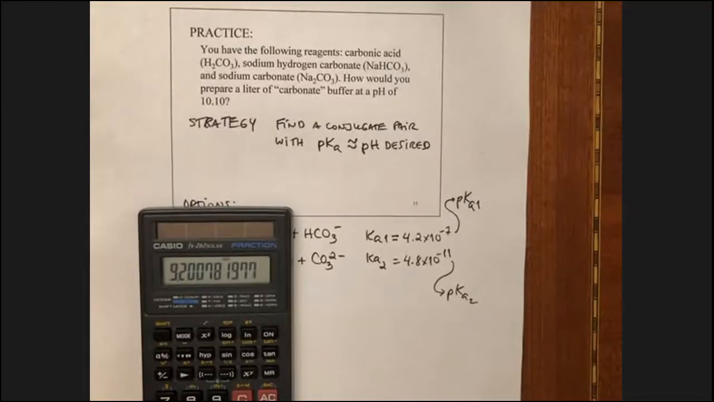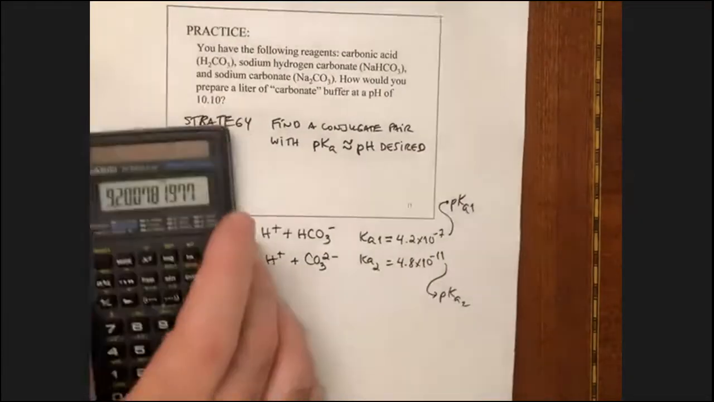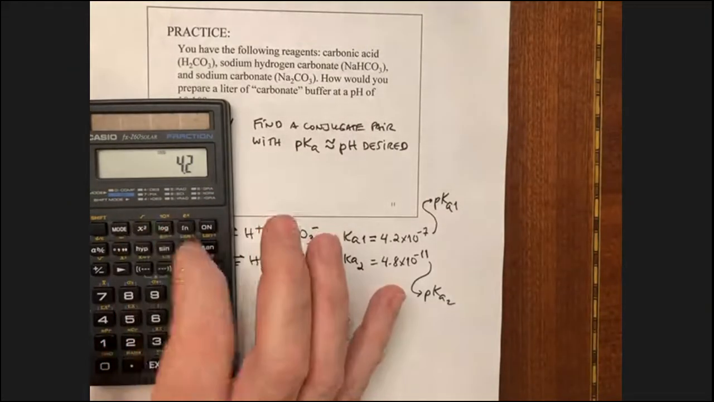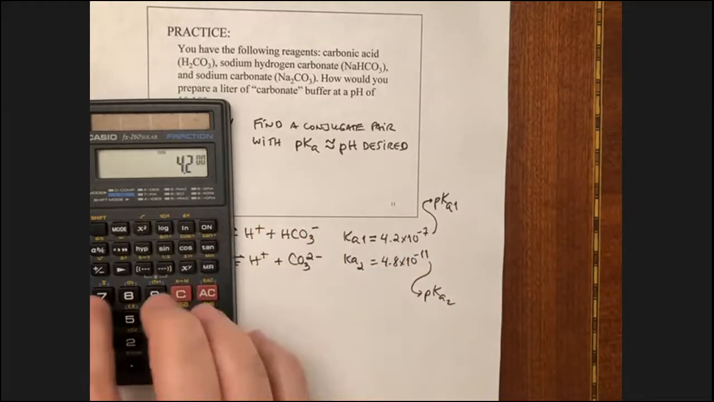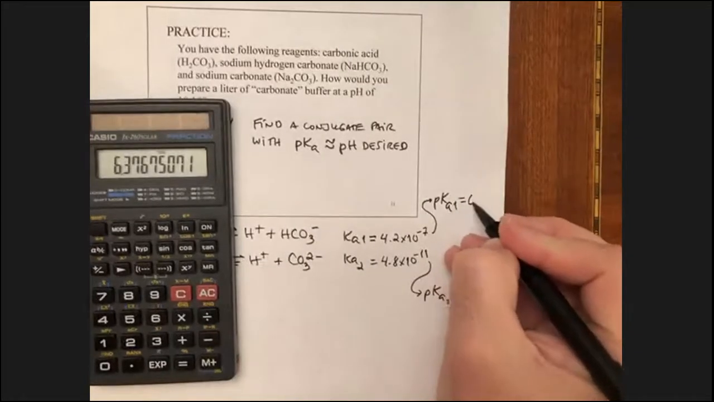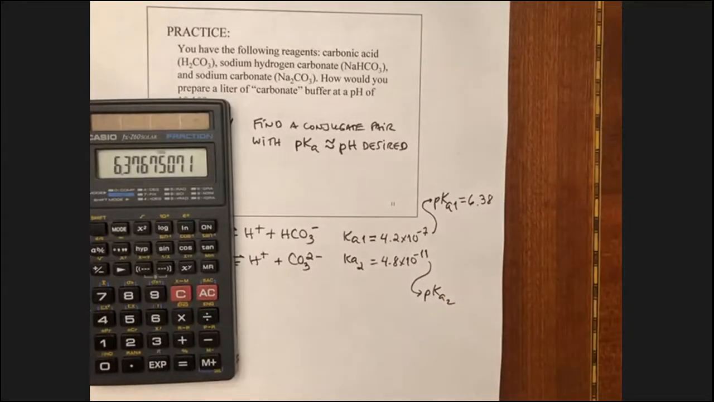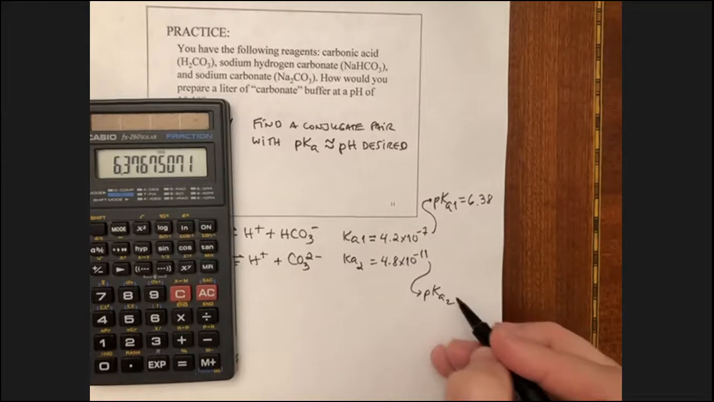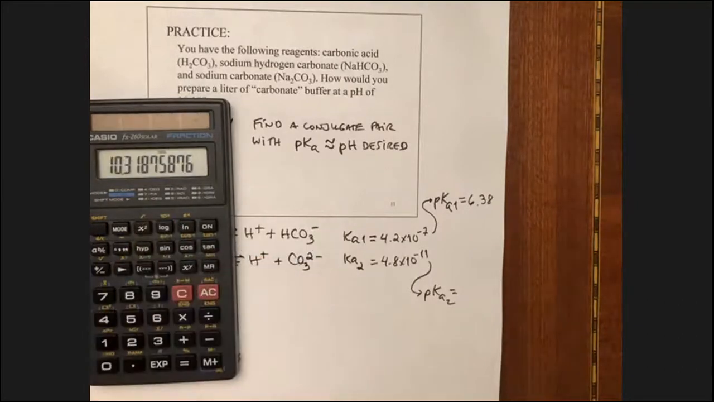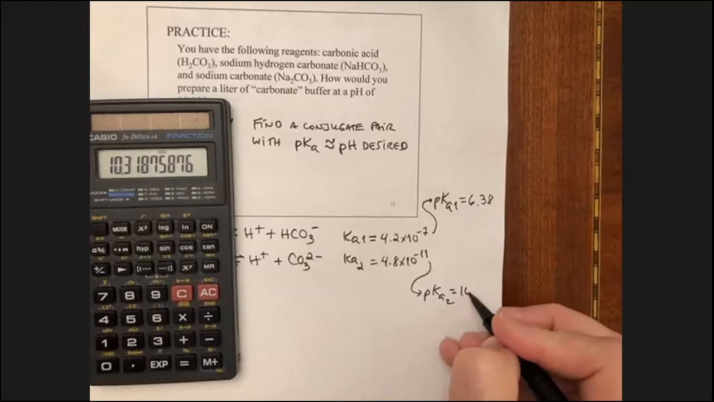I was going to do what? Oh, we were here. Okay, so we were going to calculate the pKs. So let's see, 4.2 to the negative 7. We're going to take minus the log of that, and that's 6.38. And for the other one, it would be 4.8 to the negative 11, minus the log of that is 10.32.